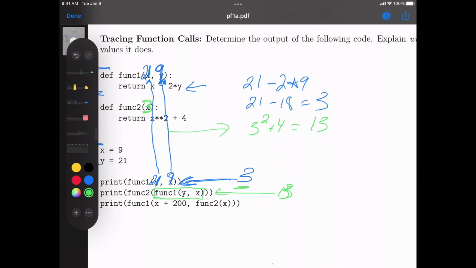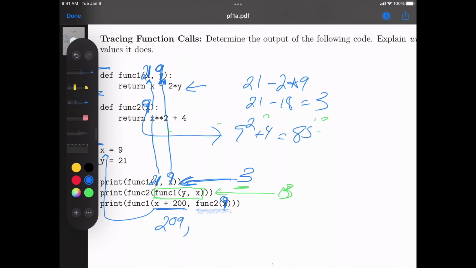And now for the third one, this third line, again, we work from the middle out. The first piece here is x plus 200, and the x here is, of course, the x in the global space. So that would be 209. We have to evaluate function 2 of 9. So if we put a 9 in here, we get 9 squared plus 4, which is 85.